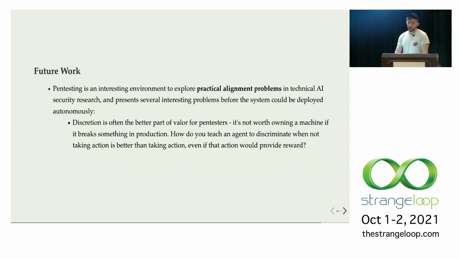Pen testing is also an interesting environment to explore the practical alignment problem. So the alignment problem is when, you've heard it, really smart people say superintelligence is going to turn us all into paper clips because it's going to maximize its reward by turning people into paper clips. And you're like, I don't know about that. The classifier thinks my cat's a toaster, so that's not really at the top of my list of concerns right now.